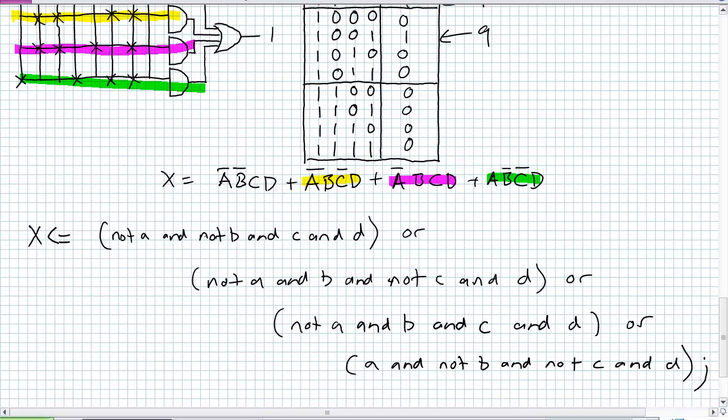The first one, the unhighlighted one, is parentheses not A and not B and C and D, close parentheses, or the second one, the yellow one, parentheses not A and B and not C and D, parentheses, or the third one, parentheses not A and B and C and D, or the fourth and final one, parentheses A and not B and not C and D, close parentheses, semicolon. There's easier ways of doing that, but it's a good exercise in VHDL coding.